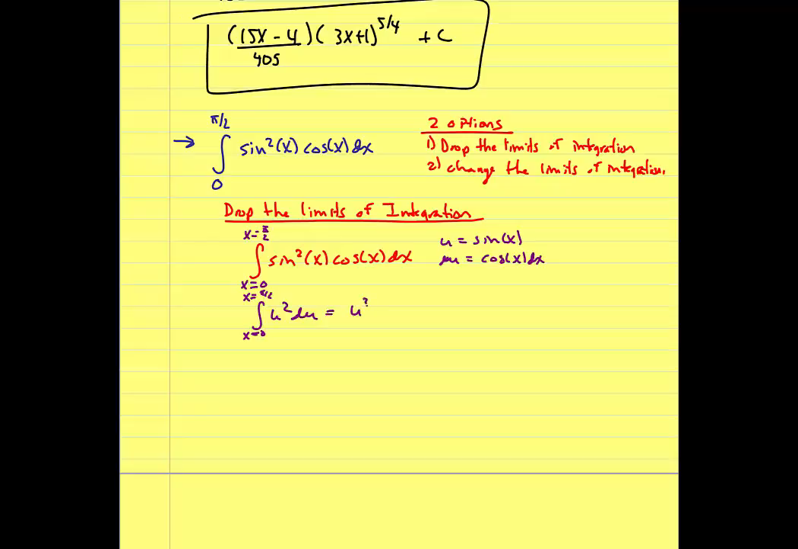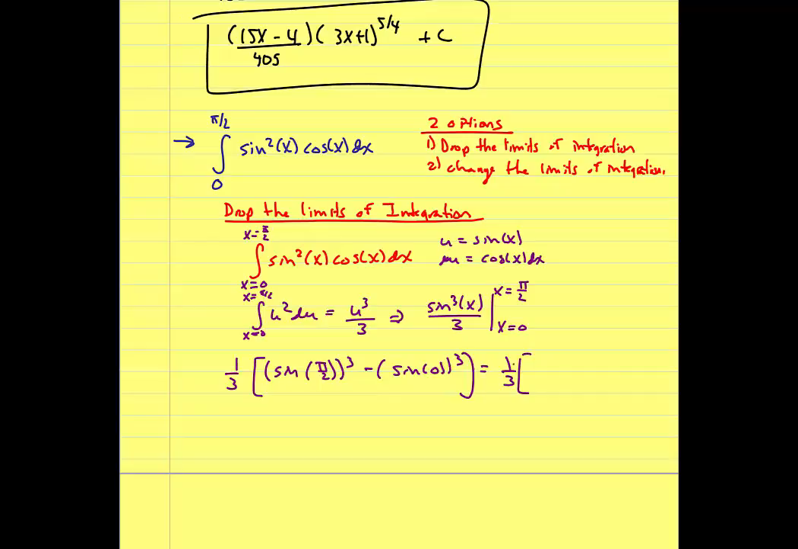So when we integrate, we add 1, divide by the sum, and then I switch back to my function in terms of x. So this would be sine cubed of x over 3. And now here comes the limits of integration again. X equals 0 to x equals pi over 2 is what I plug in. I'm going to pull the 1/3 out front, and I'll have the sine of pi over 2 quantity cubed minus the sine of 0 quantity cubed.